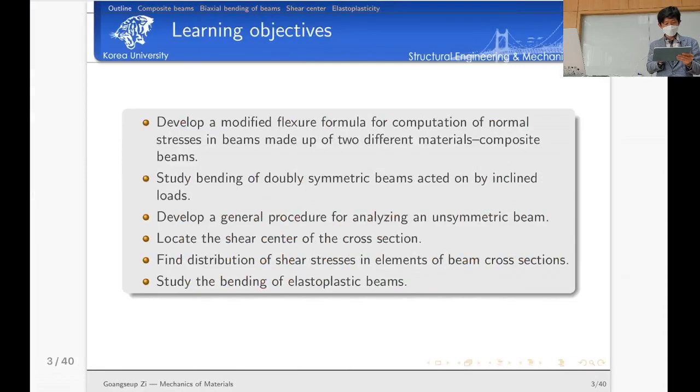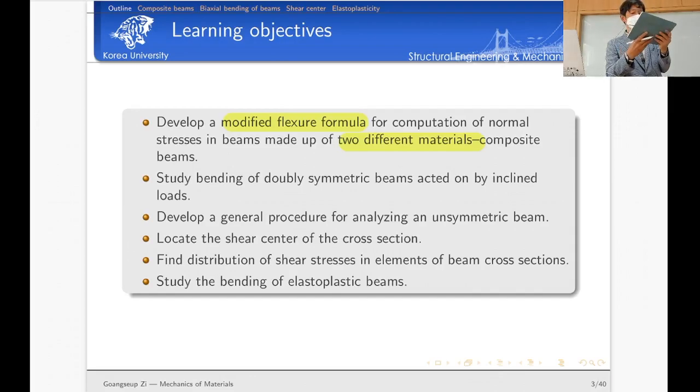Here the first one is the outline. As I told you, first we want to discuss the modified or extended flexure formula, where we have multiple materials. Although in the textbooks we consider only two different materials in the cross section, our consideration can be extended to very general cases where we have many, not infinitely many, in actual problems at most three, or typically two.